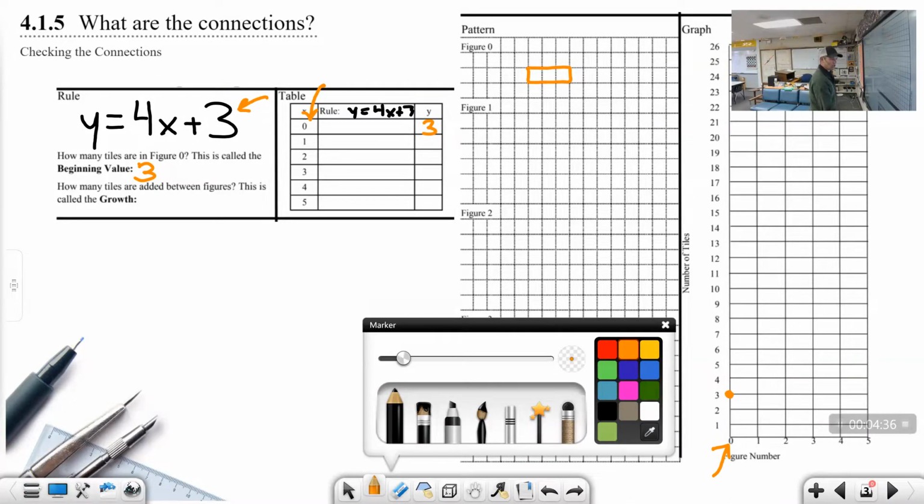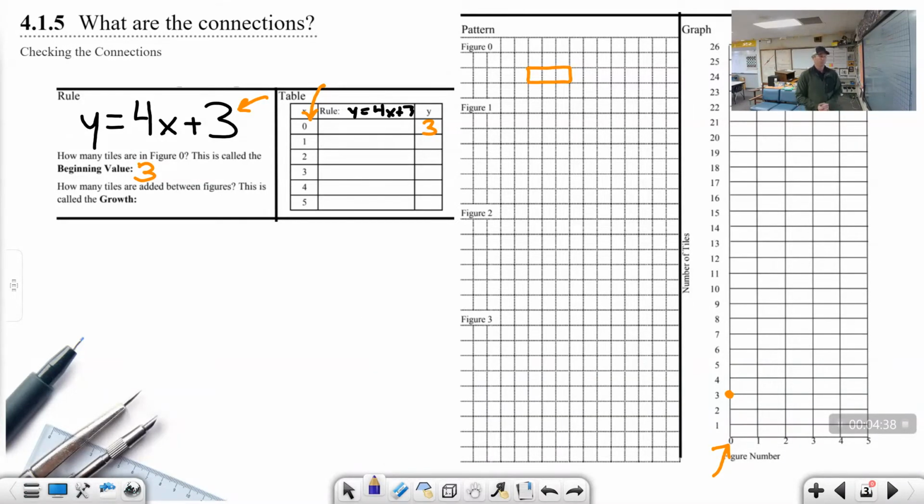Okay, so now I'm going to change colors and begin to look at my growth. Okay, I notice that my growth is always in front of my x. So my growth is 4. How many tiles are added between figures? Between figures. This is called growth. It is a growth of 4. So I notice that in my table, it's going to grow by 4 tiles. Well, 3 plus 4 is 7. 7 plus 4 is 11. 11 plus 4 is 15.